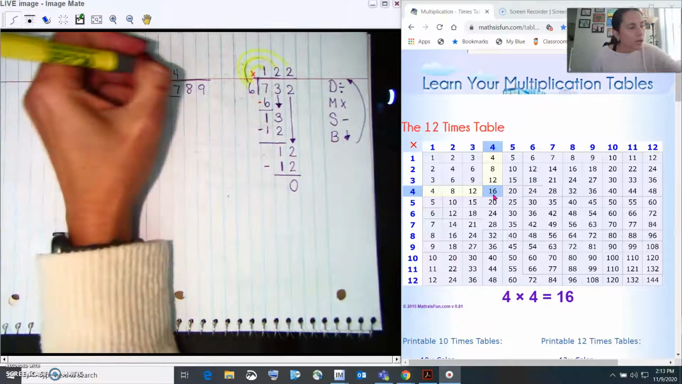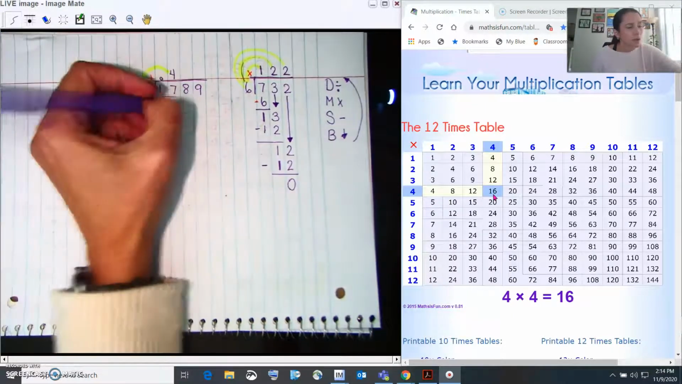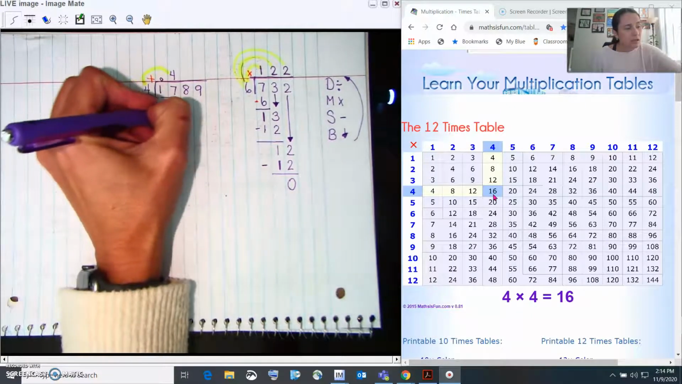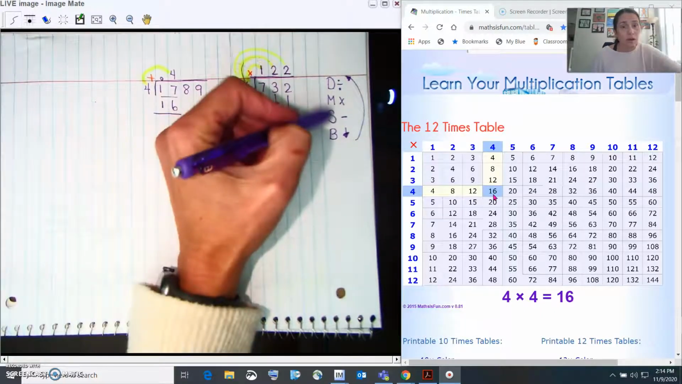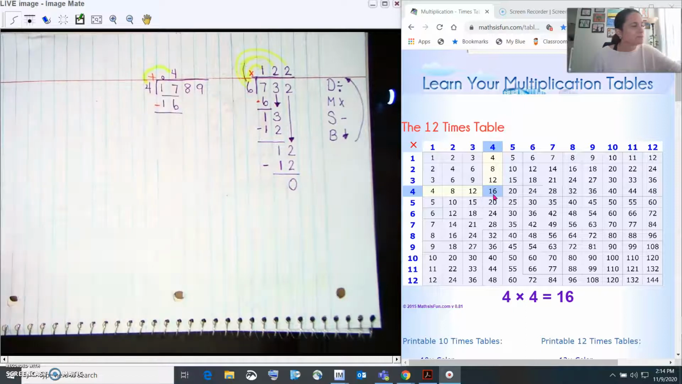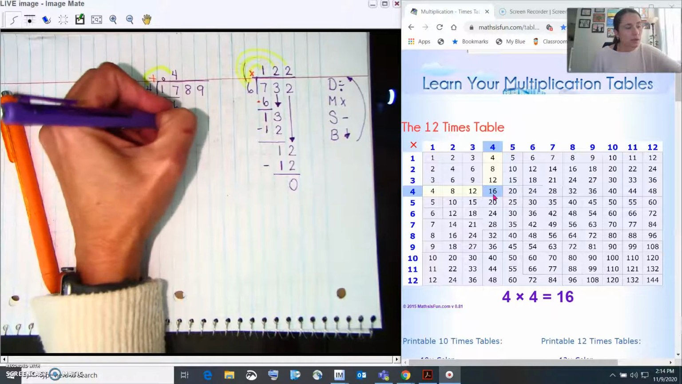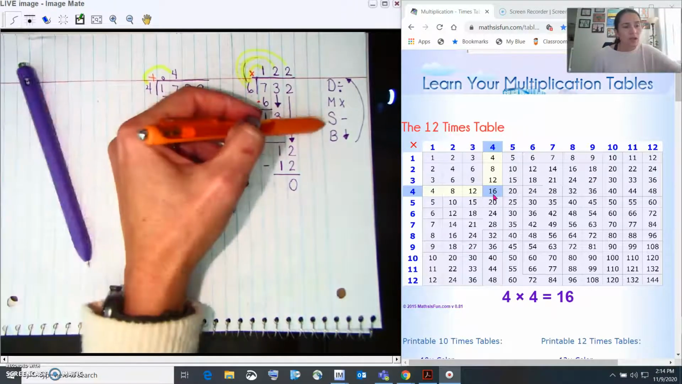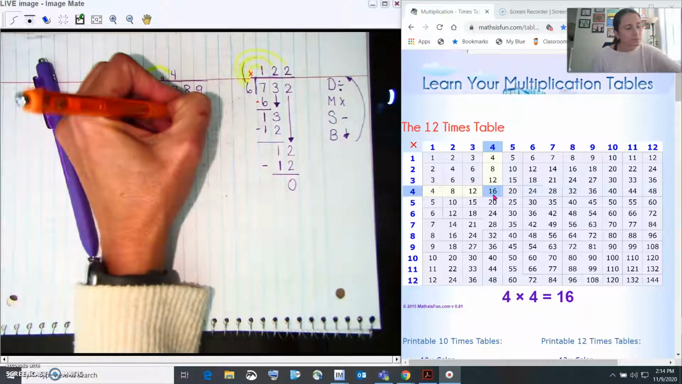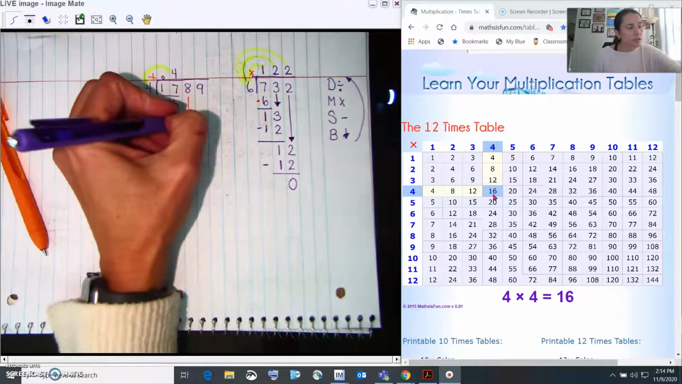Now I have to multiply 4 times 4, which is 16. Now I subtract. 17 minus 16 is 1. And if I look over here, I bring down. Okay, so I bring down my 8.